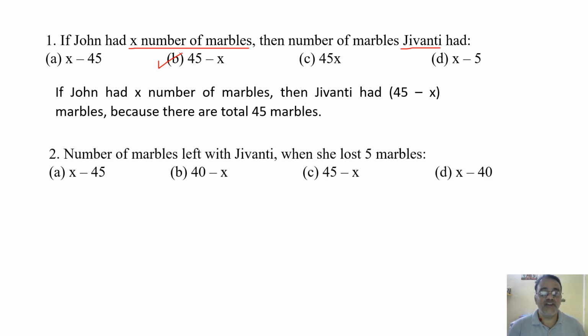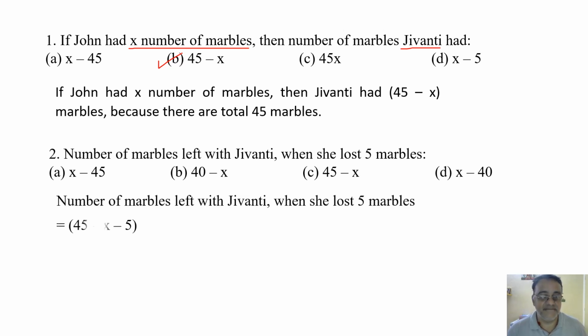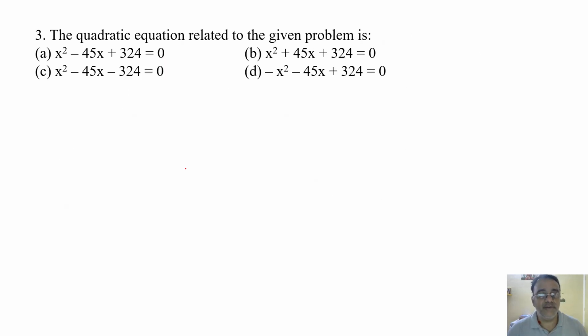Right. Now the next: number of marbles left with Jivanti when she lost 5 marbles. Because in the question it is given that both of them lost 5 marbles. Now the total number of marbles with Jivanti is 45 minus x. So we have to subtract again 5. So we are getting 40 minus x. Right, 40 minus x. And the correct option is Option B. Right. Now we are moving toward the next question.